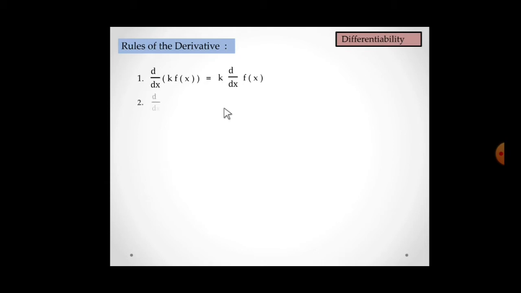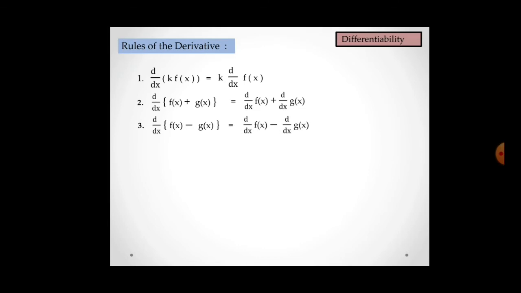Next is d by dx of the sum of two functions, f of x plus g of x. The derivative is given by d by dx of f of x plus d by dx of g of x. It is very simple: differentiate the functions individually. Similarly for subtraction, d by dx of f of x minus g of x is given by d by dx of f of x minus d by dx of g of x.